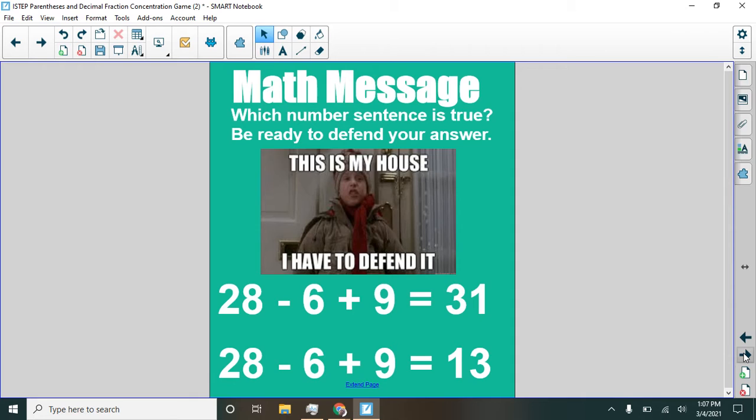So what I want to give you here is some time to look at these two number sentences down at the bottom. I want you to be able to tell me which of those two you think is the true one, the first or the second. And now I want you to be able to tell me why you picked that, right? You have to defend your answer. Why is your answer the correct one?